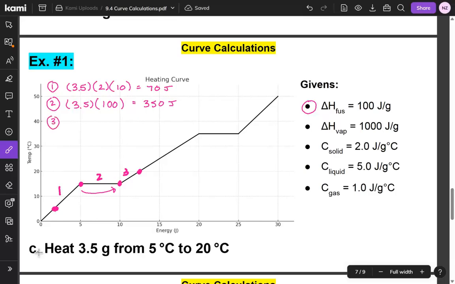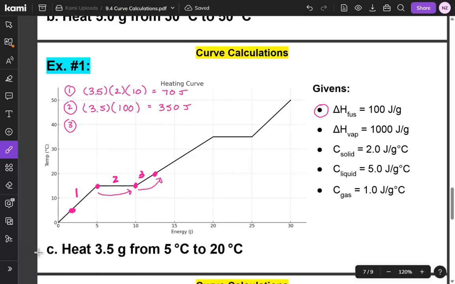And my final segment here, we are raising the temperature from 15 degrees to 20 degrees. So Q equals mCΔT, so that'll be 3.5 grams. We are in the liquid phase here, so that is going to be 5 as my C. And then my change in temperature, we're going from 15 to 20, so that's a change in temperature of 5 degrees. So I plug all this into my calculator, and I get an answer of 87.5. If I add those three up, I get 507.5 as my answer.